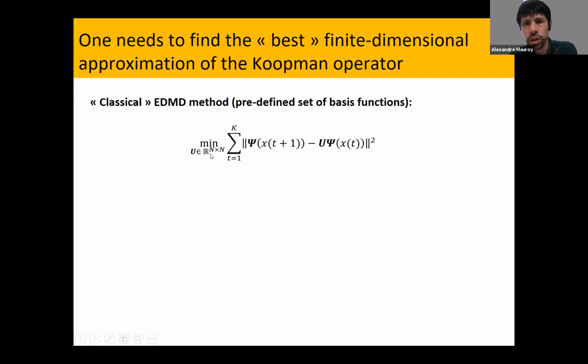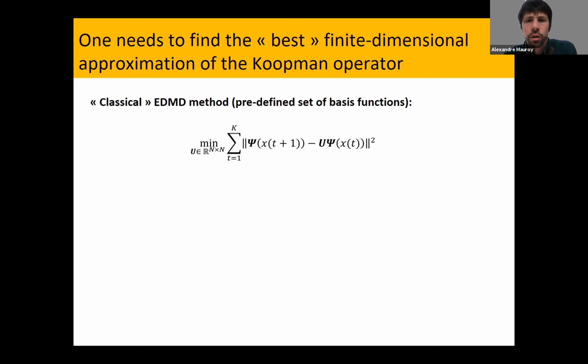And just to make things more clear, in the case of the EDMD method, the classical method, what we do is predefine the set of basis functions. We choose, for instance, monomials or Gaussian radial basis functions. And what we do is an optimization on the values of the matrix U. It's a least squares regression where we find the best linear combination, in the components of U, such that we minimize the square error.